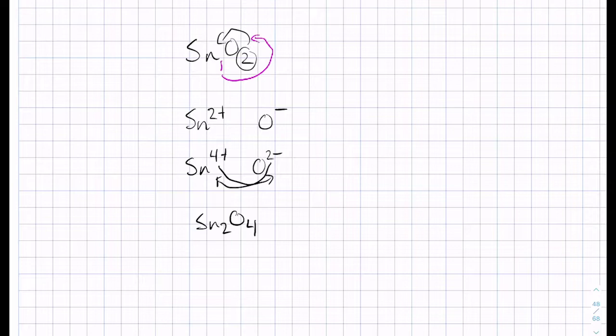Yeah. So for this specific problem, you said that you need to multiply by 2 because, say you use the crisscross method, it wouldn't make sense since oxygen always forms a 2 minus charge. Yes, it's because oxygen always has a 2 minus charge. So with the reverse crisscross method, you have to have that extra check to make sure.